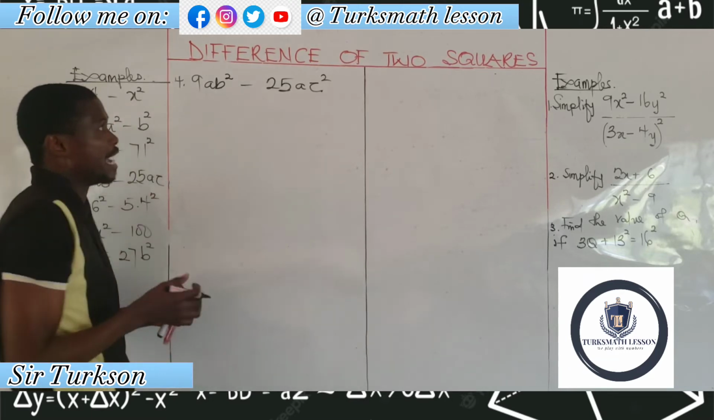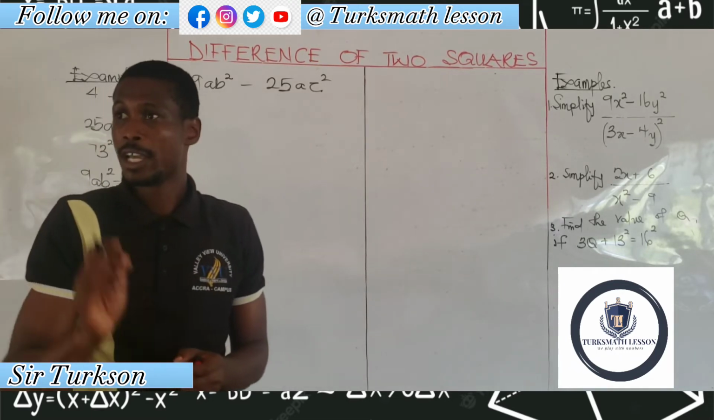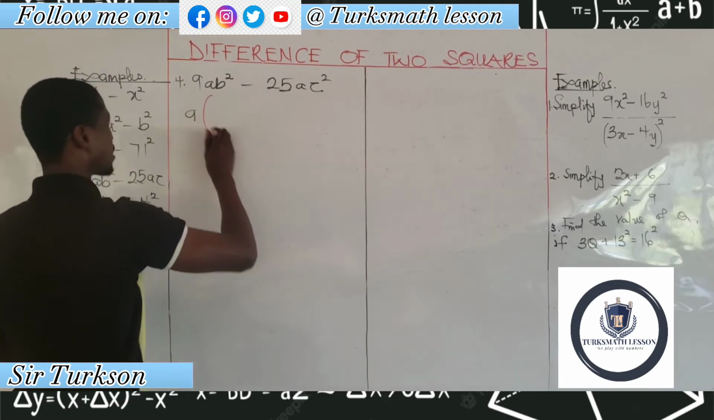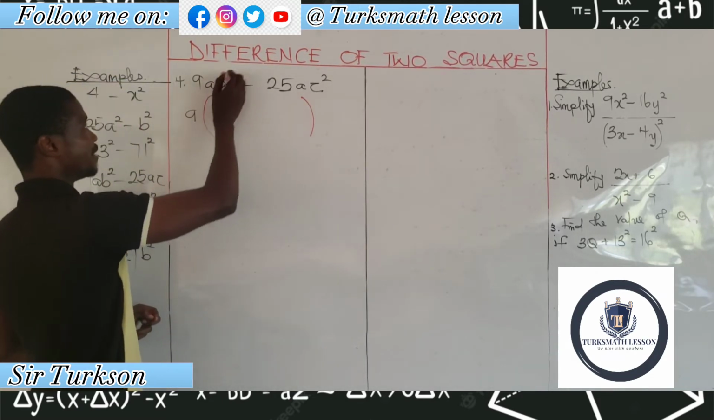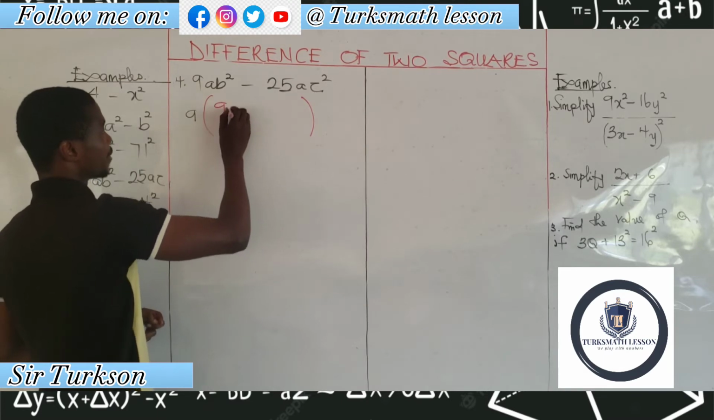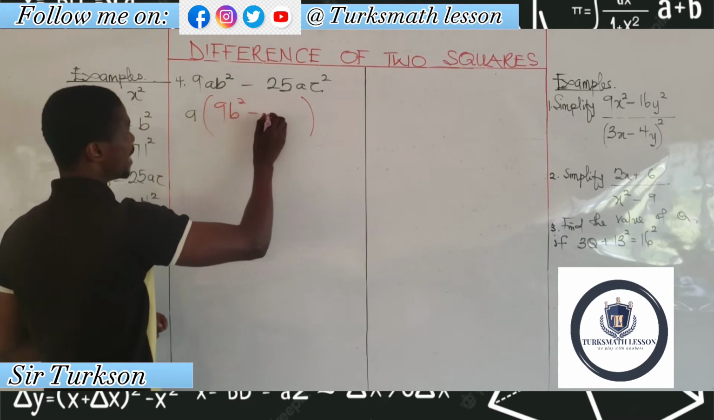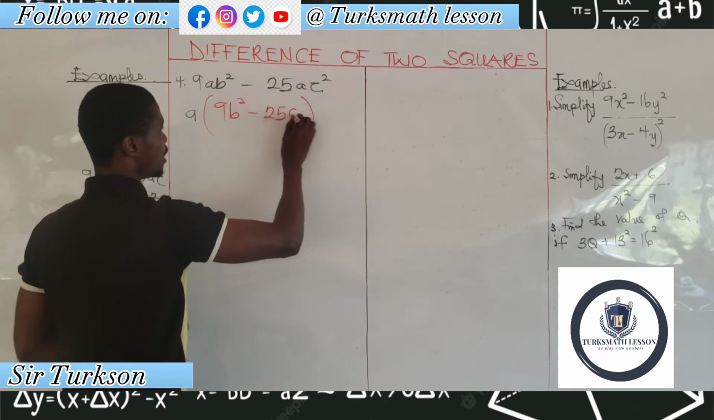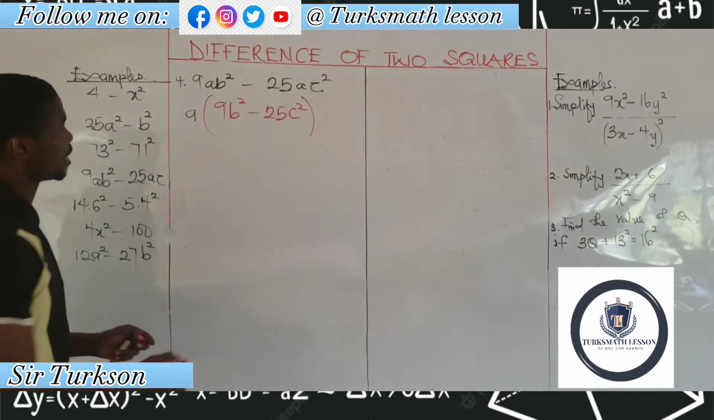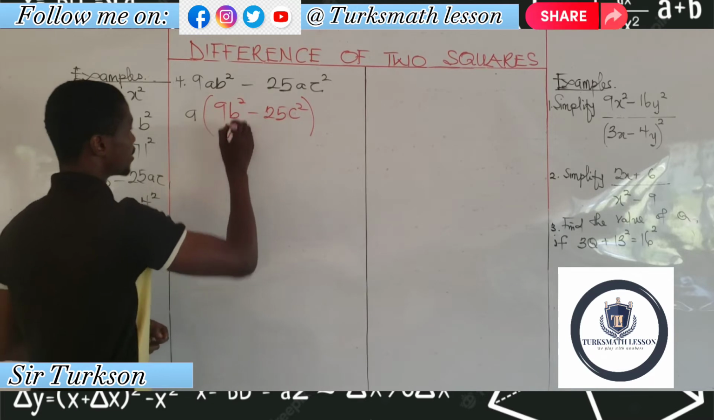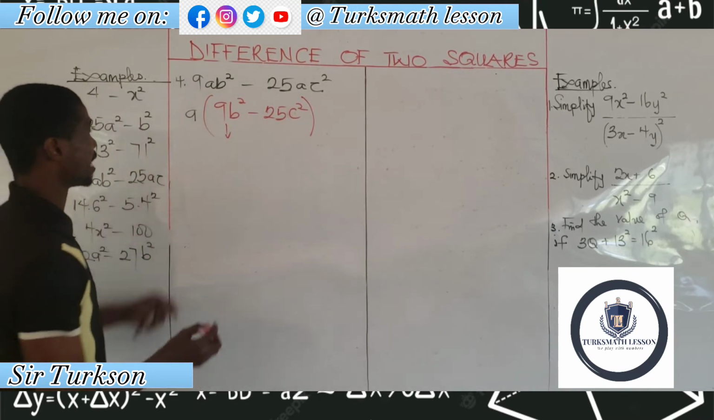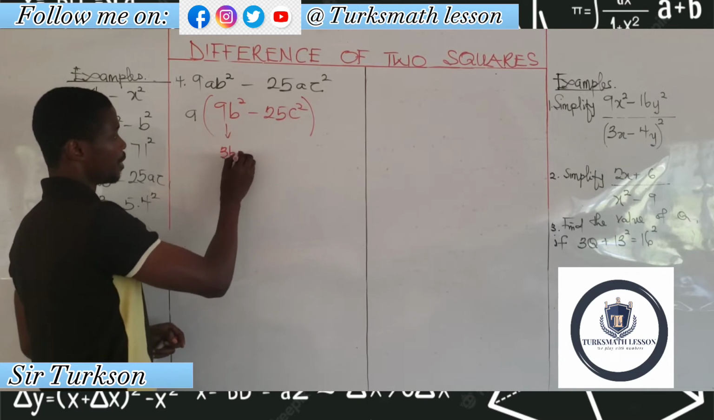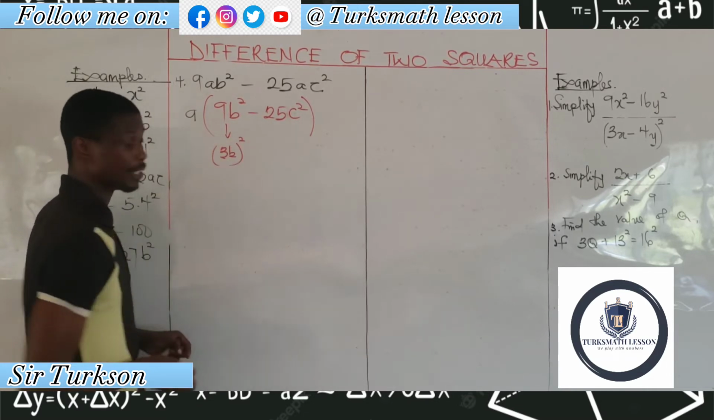Now, what is common here? A. So you bring your A. A is common. We have our brackets. We have a times 9b squared minus 25c squared. Right? Very good. Now, let's find the square root of 9. The square root of 9 will give us 3. That means 3b squared.